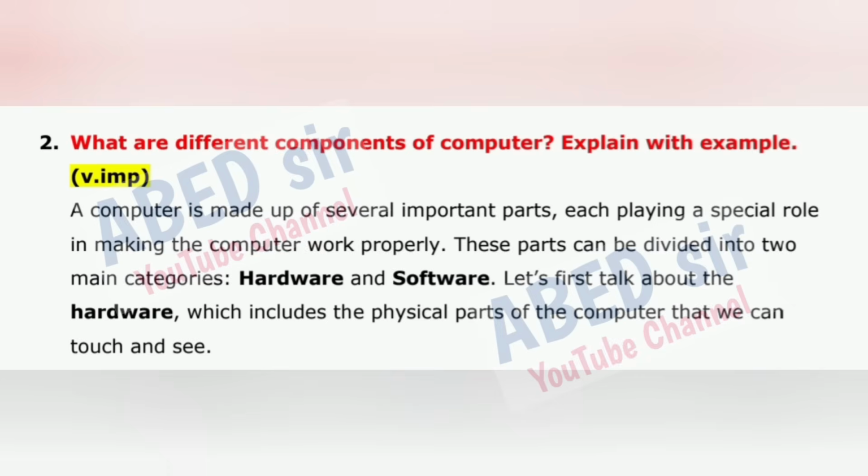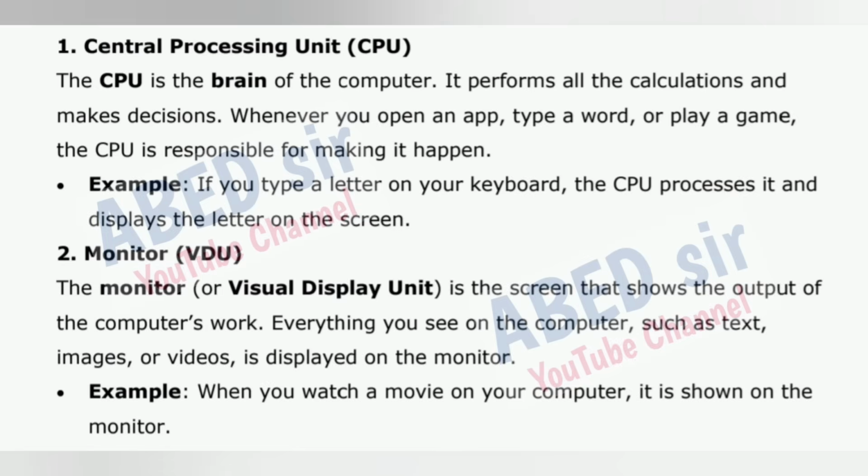Let's first talk about the hardware, which includes the physical parts of the computer that we can touch and see. 1. Central Processing Unit, CPU. The CPU is the brain of the computer. It performs all the calculations and makes decisions. Whenever you open an app, type a word, or play a game, the CPU is responsible for making it happen. Example, if you type a letter on your keyboard, the CPU processes it and displays the letter on the screen.